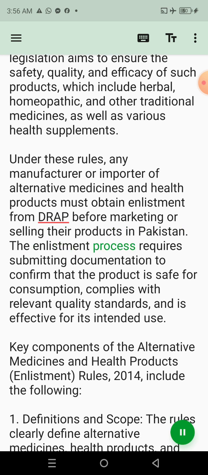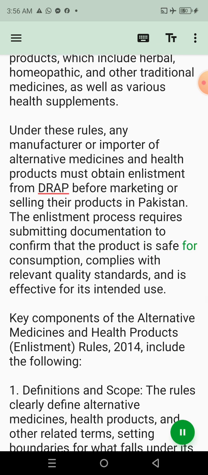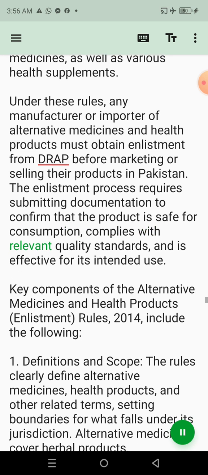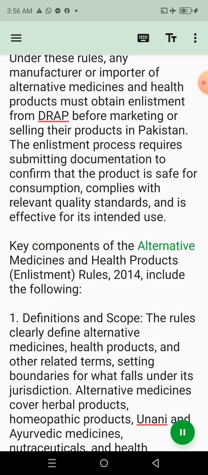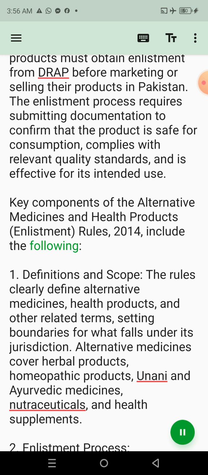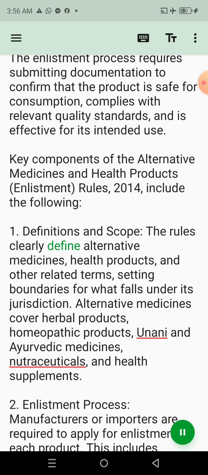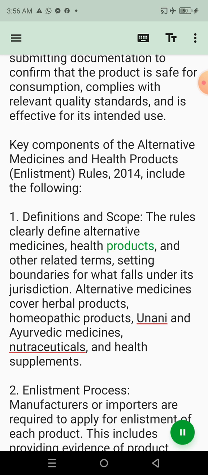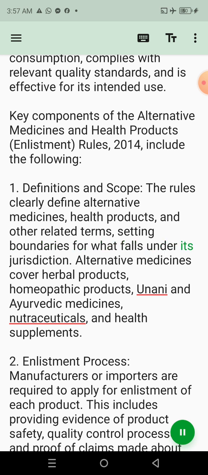The enlistment process requires submitting documentation to confirm that the product is safe for consumption, complies with relevant quality standards, and is effective for its intended use. Key components of the Alternative Medicines and Health Products Enlistment Rules, 2014, include the following. 1. Definitions and scope. The rules clearly define alternative medicines, health products, and other related terms, setting boundaries for what falls under its jurisdiction.